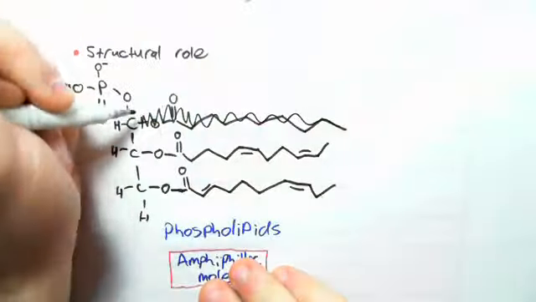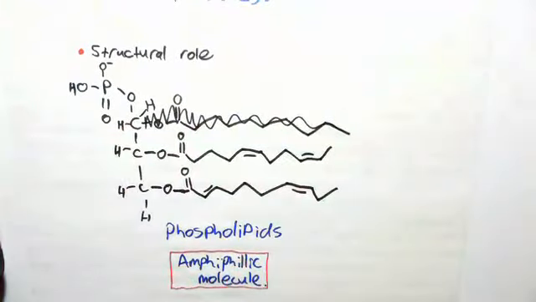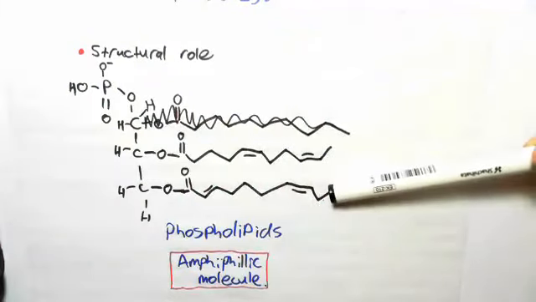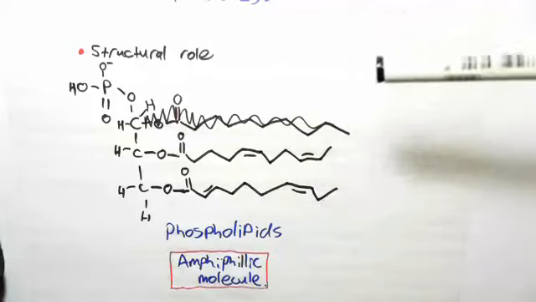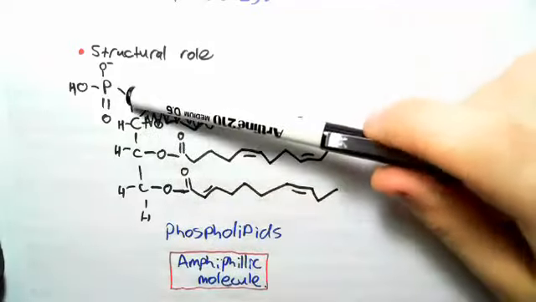That shouldn't be there. That should be a hydrogen. So a phospholipid is like a diglyceride, so it only has two fatty acids here and here. And attached to the glycerol instead of the third fatty acid is what's called a phosphate group.